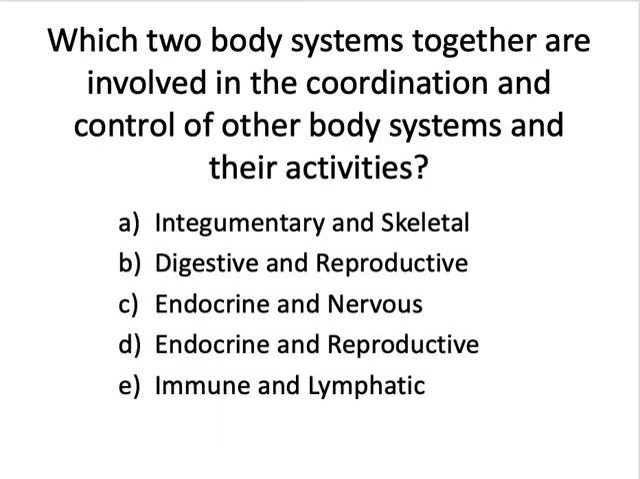And here's a practice question for you all for your exam, and I'm going to follow up this question with a review question. Which two body systems together are involved in coordination and control of other body systems in their activities? Integumentary and skeletal, digestive and reproductive, endocrine and nervous, endocrine and reproductive, or immune and lymphatic?